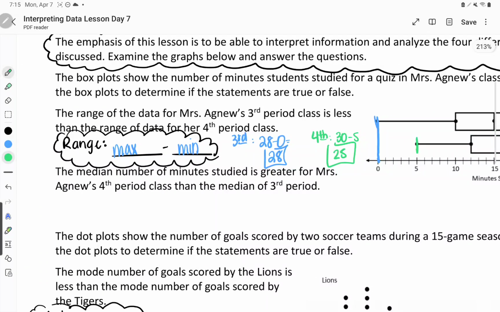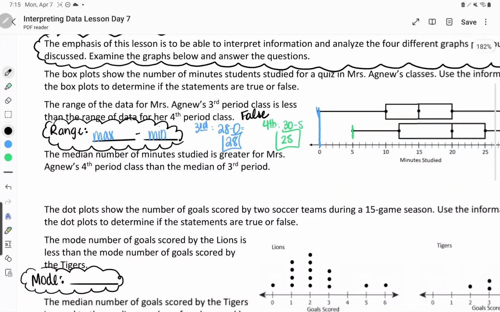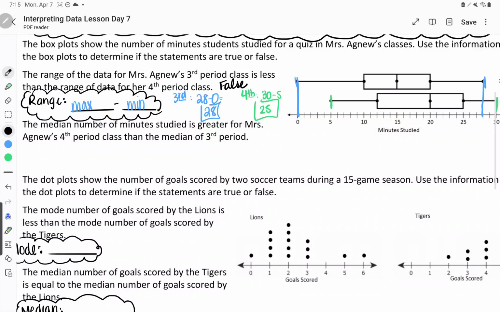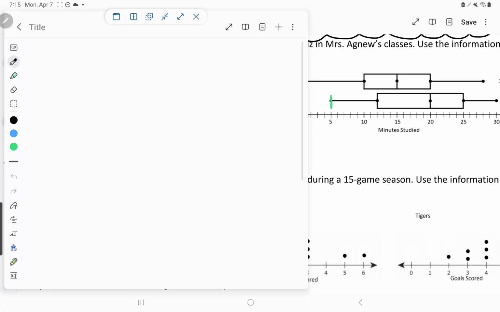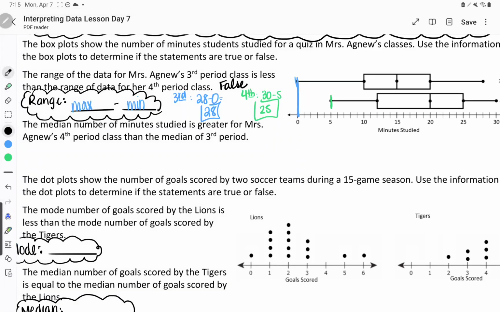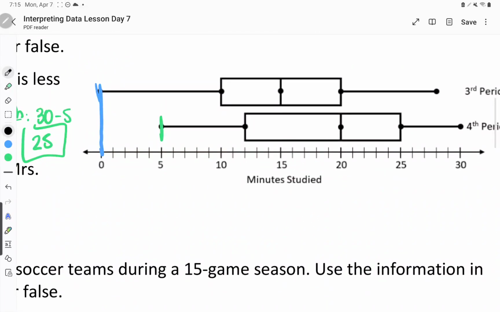So is it true that the range for the third period class is less than the range for the fourth period class? No, this is false. The next one says the median number of minutes studied is greater for Mrs. Agnew's fourth period class than the median for the third period. So how do you find median on a box plot? Your median is the line that is inside of your box.